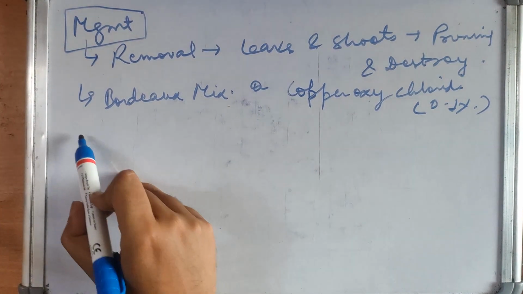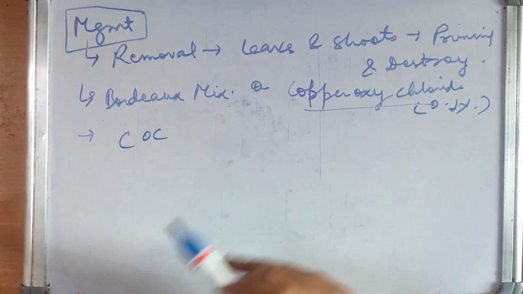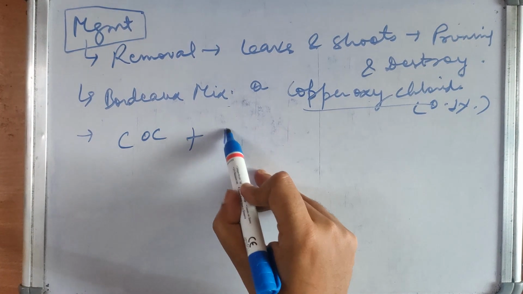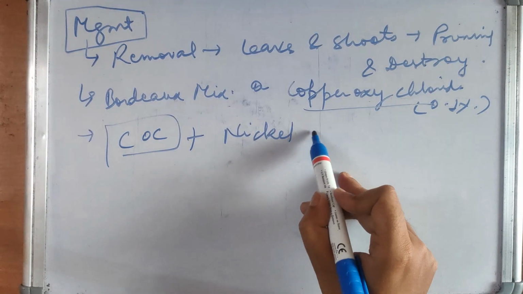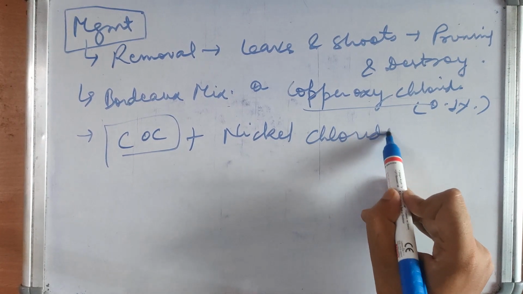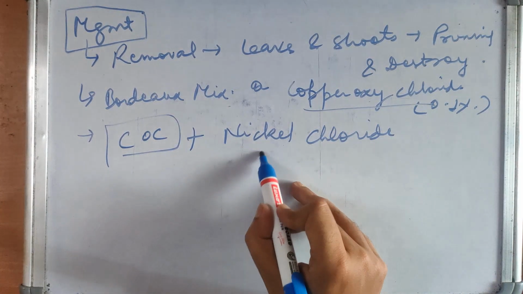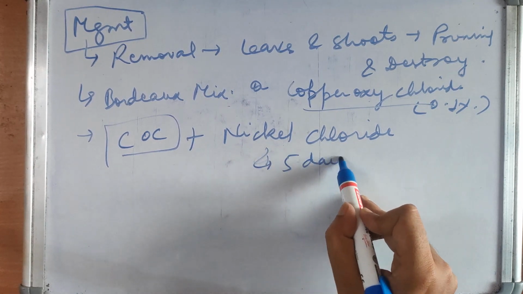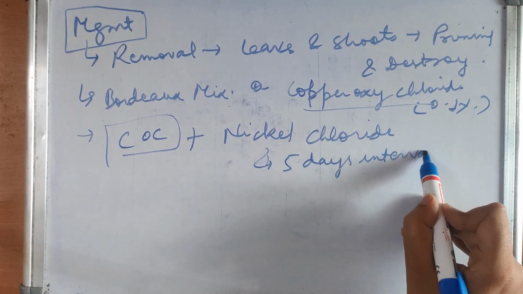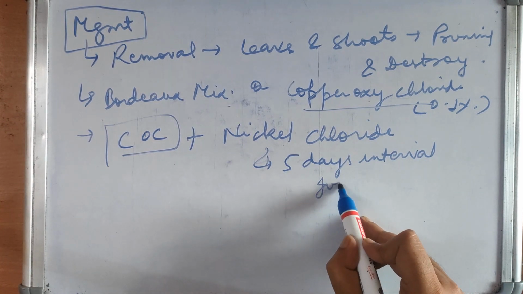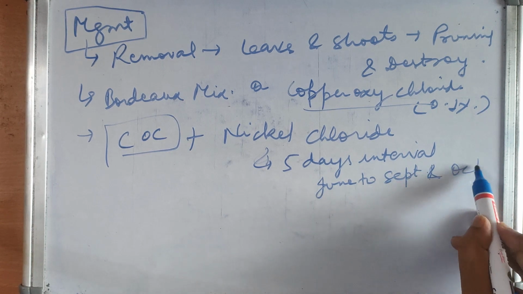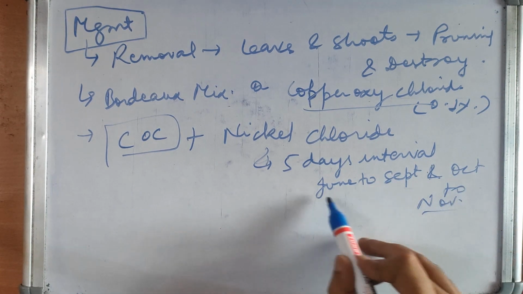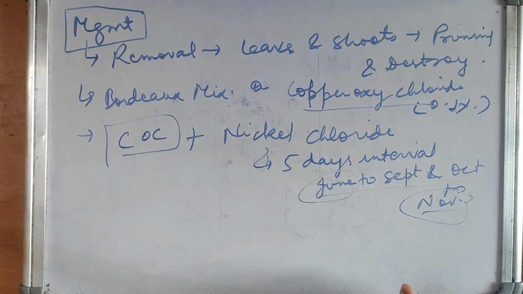We can also spray a mixture of copper oxychloride plus nickel chloride, COC, at 5 days interval. We will spray it from June to September, and October to November. Mainly June to November you can spray copper oxychloride plus nickel chloride.